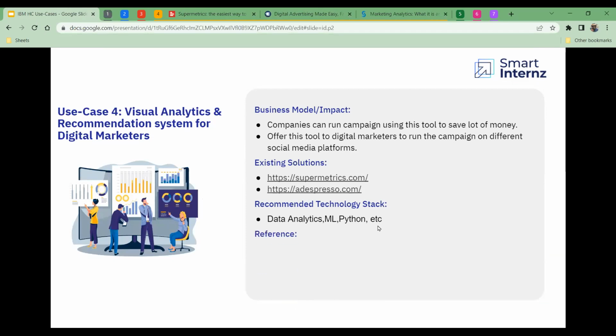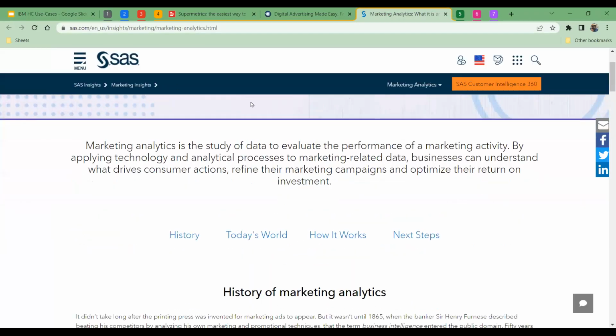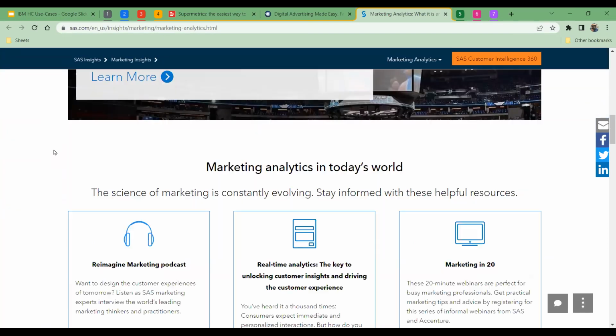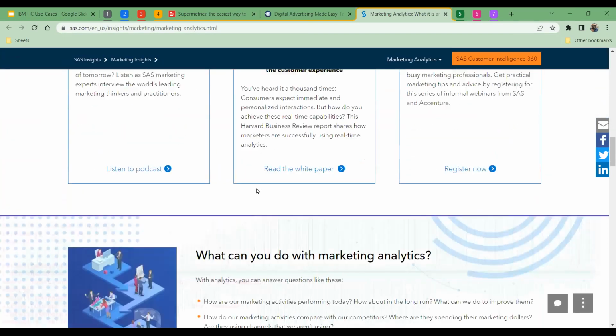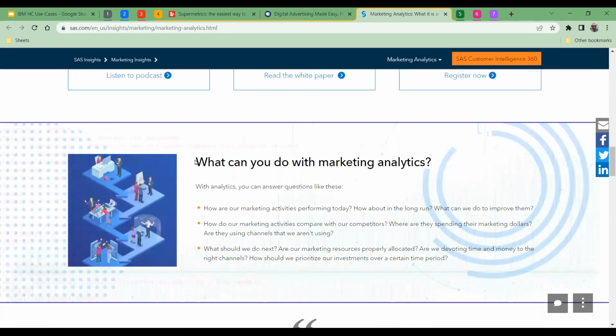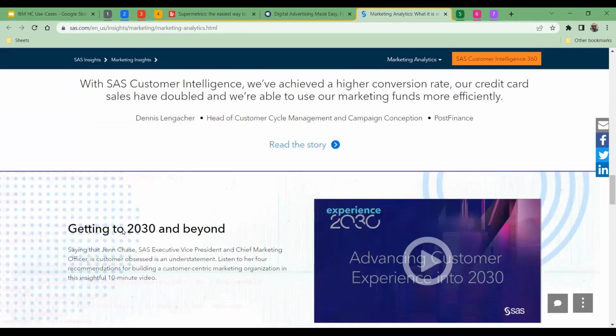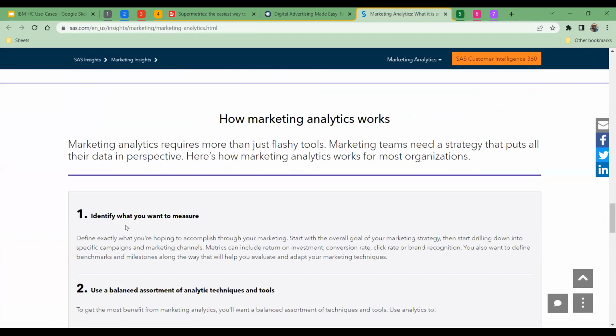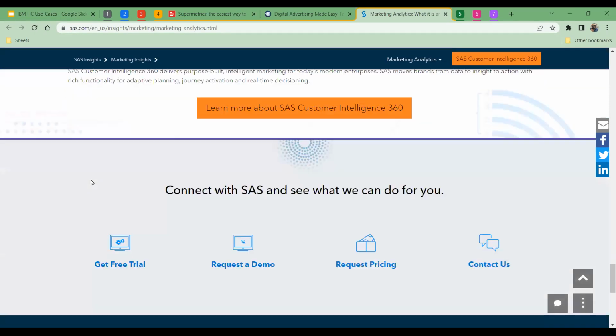And to build the solution, we have one reference where you can go and study more about these projects. This is a blog where they have discussed what marketing analytics is, how analytics will come into marketing, and how marketing analytics is going to take over in the future. They have discussed these in depth.